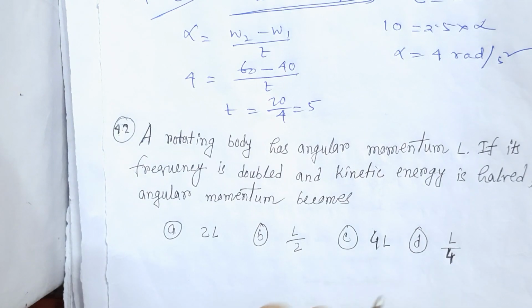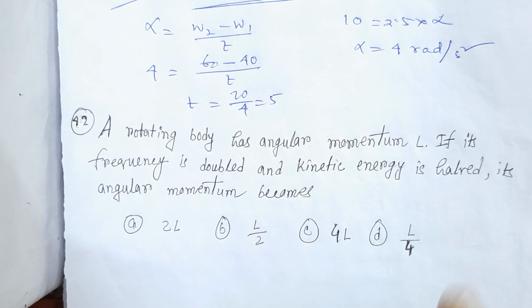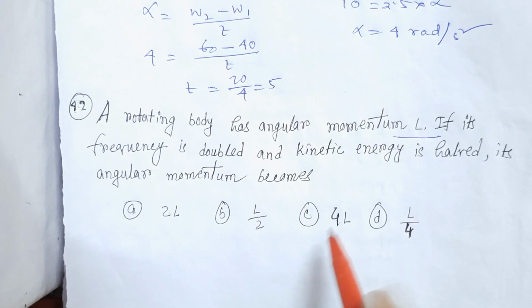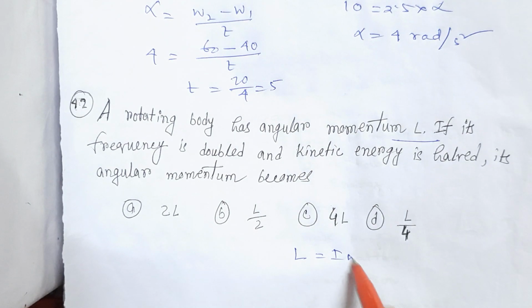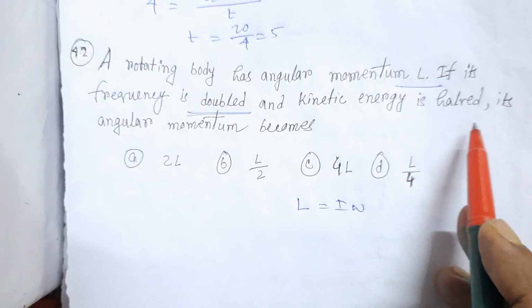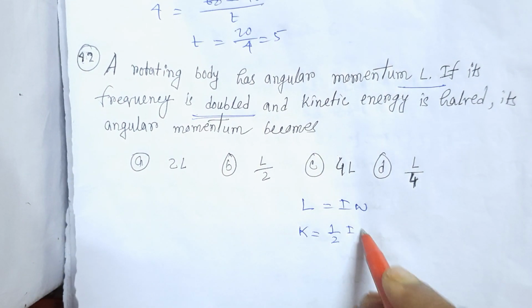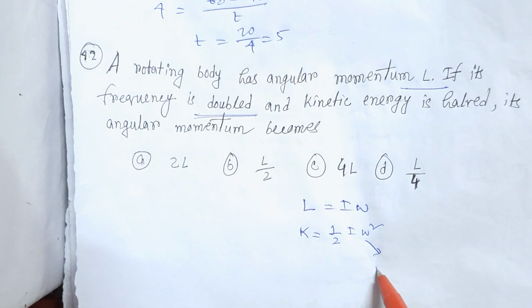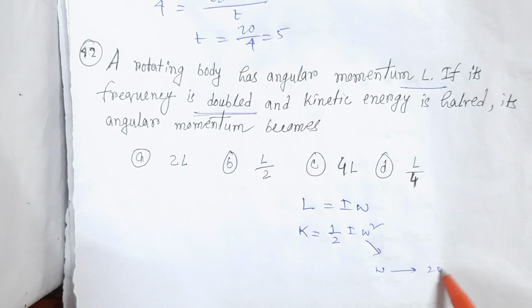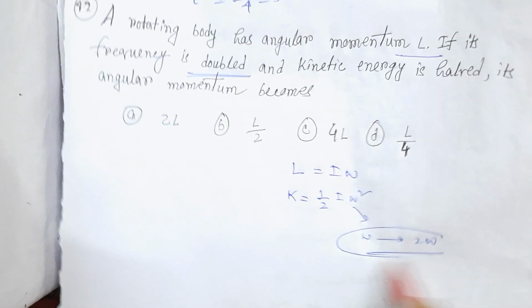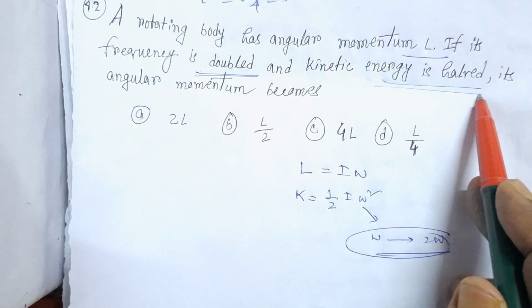Now let us take the question number 42. A rotating body has angular momentum L. That is, our L equals I omega. If its frequency is double, kinetic energy is halved. Now kinetic energy, rotational kinetic energy is half I omega square. If omega becomes twice omega, so kinetic energy should be 4 times, but kinetic energy is halved.